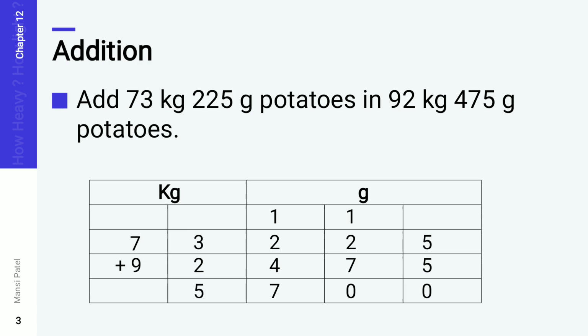Now what about the kilogram? 3 plus 2, 5, and 7 plus 9, it's 16. So under the heading of kilogram, what is the number? 165. So we can say that 165 kilogram and 700 gram is the answer of the addition of 73 kilogram 225 gram and 92 kilogram 475 gram.